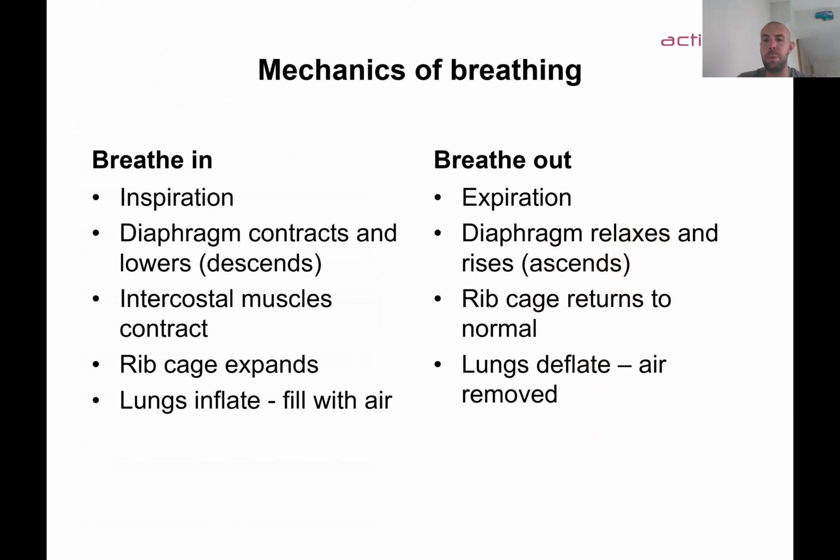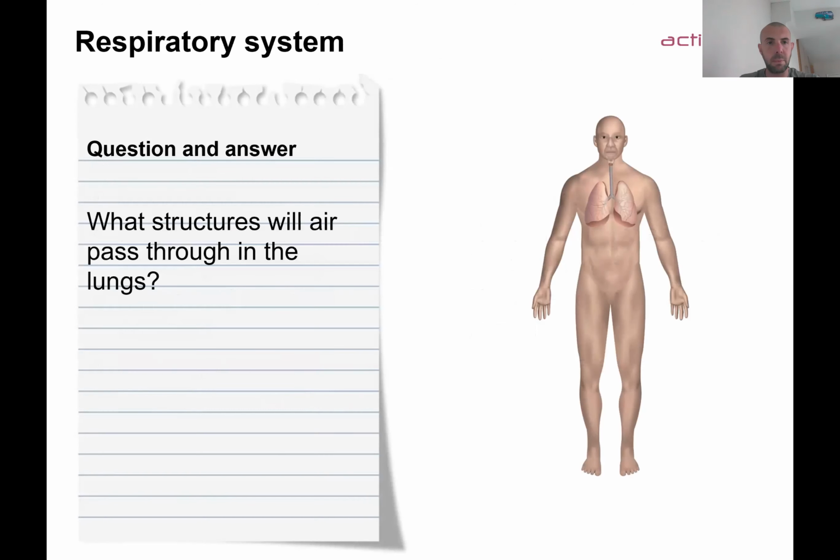So these are the things that help us with assisting our breathing. Otherwise, it would be a constant muscular contraction, which would fatigue the body and take up a lot of energy. So what structures will air pass through in the lungs?